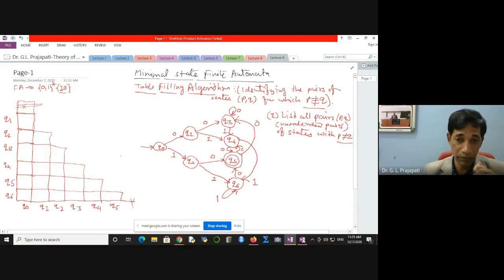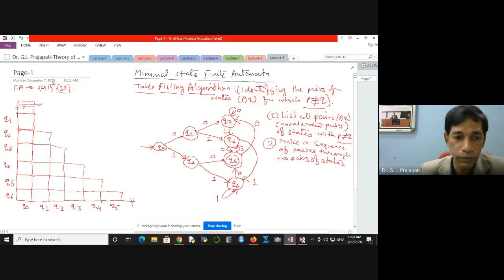So if you are given the FA and you need to use the table filling algorithm, then you need to first list all unordered pairs of states for which p is not equal to q. The same element should not be there in the pair. This is step 1. Now you have to go to the process, where you need to make a sequence of passes. We can consider pairs one by one.